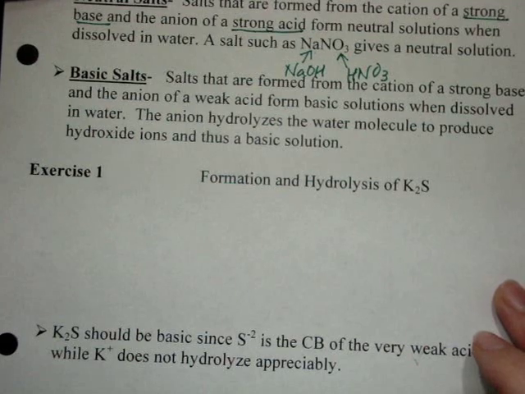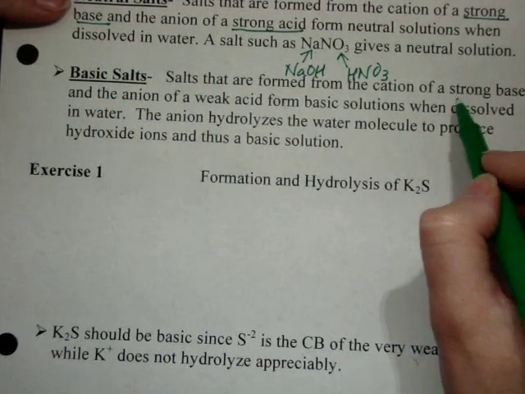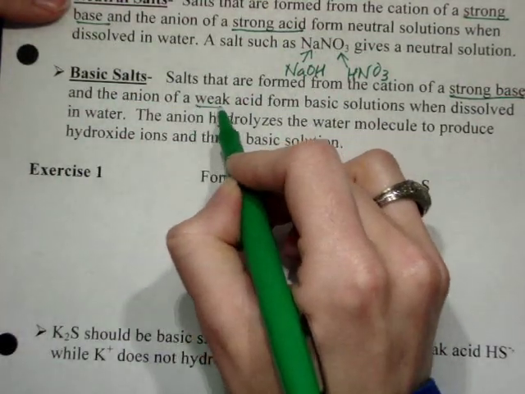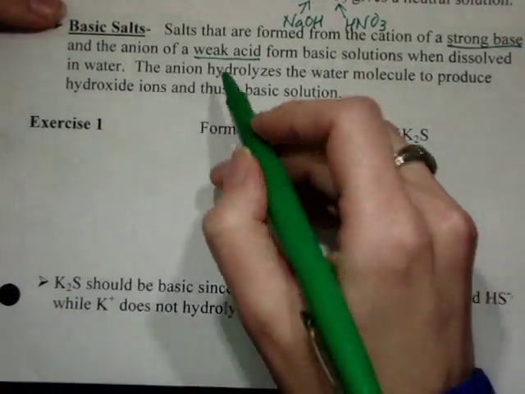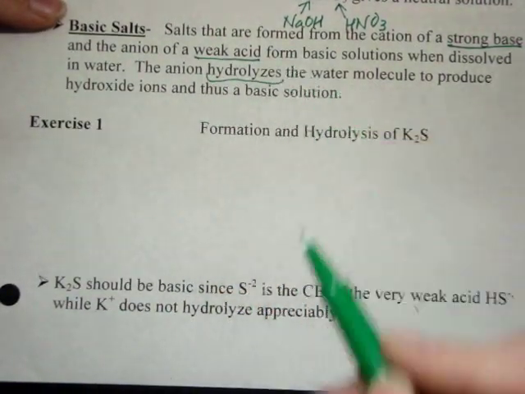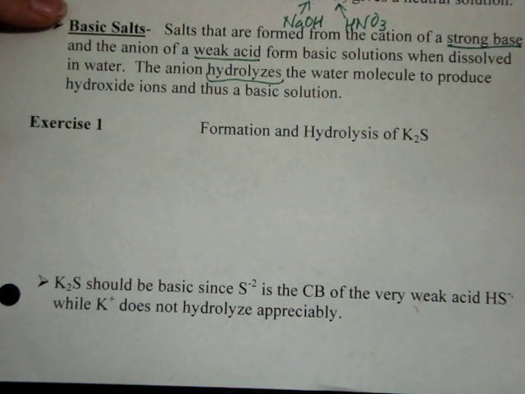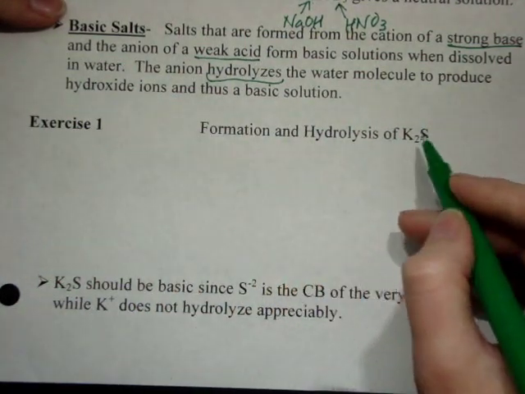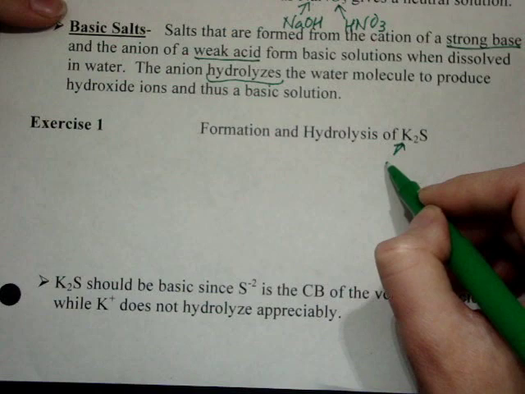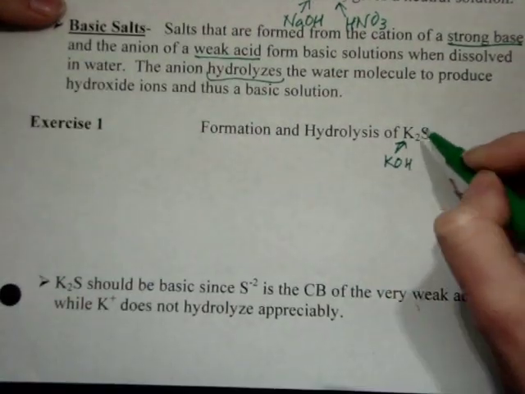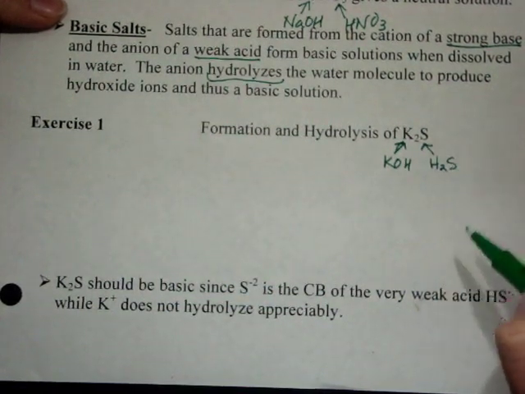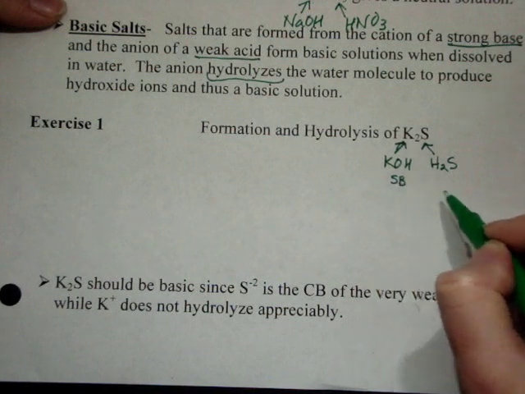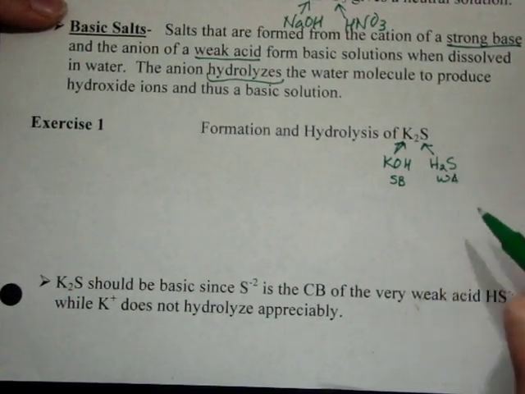For something that forms a basic salt, you're going to have a strong base and a weak acid. This new term right here, hydrolysis, basically means that it reacts with water and will actually split, like lysis, water. So the formation and hydrolysis of K2S, first of all, the K is coming from potassium hydroxide, and the sulfide ion, if we went to the acid, would be coming from H2S. This guy is a strong base. This guy is a weak acid.